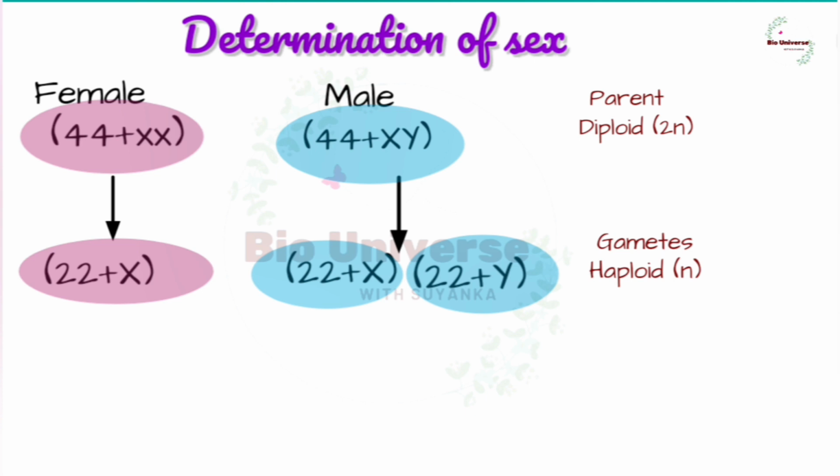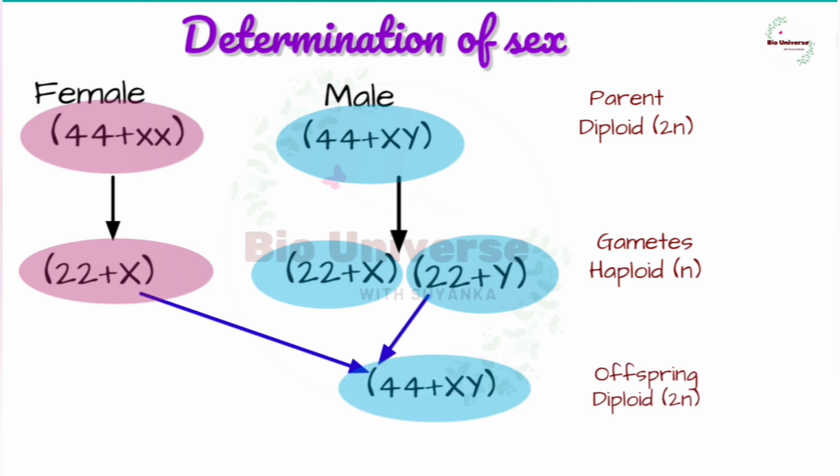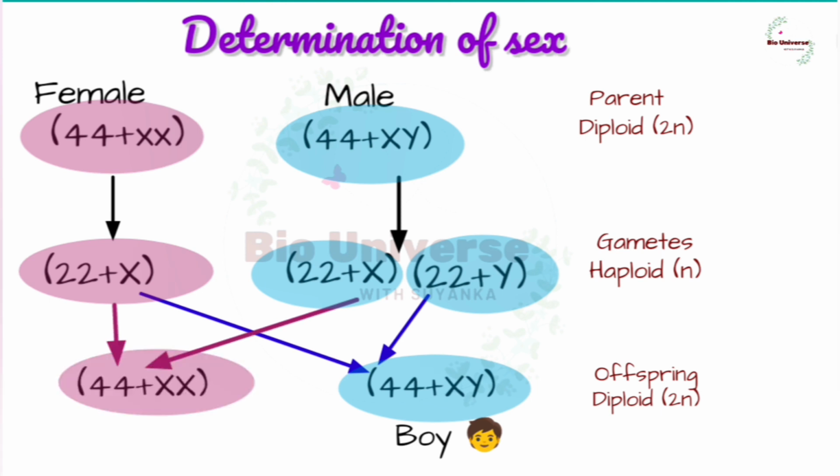If a Y-bearing sperm fertilizes the egg, the zygote has the 44 plus XY composition and the resulting embryo grows to be a boy. When an X-bearing sperm fertilizes the egg, the resulting zygote has the 44 plus XX composition. This embryo develops into a girl. All the children inherit one X chromosome from the mother. Therefore, sex is always determined by the other sex chromosome that they inherit from the father.